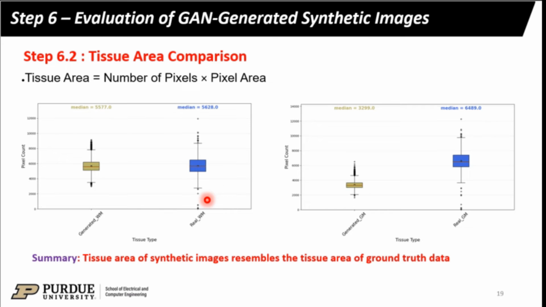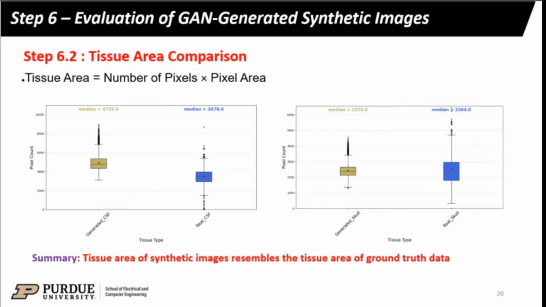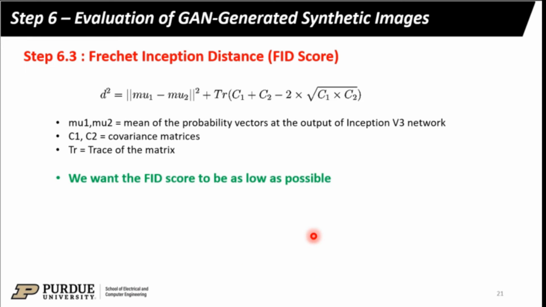Anyway, we still show here the comparison between the synthetic and ground truth data distribution for different tissues. The distributions are almost equal and well within the 20 to 80 percentile of the actual distribution. Similar cases here as well. Anyway, our next metric is the Frechet Inception Distance score. It uses the Inception network and extracts the probability distribution of the fully connected layer of the Inception module for both real and synthetic images.